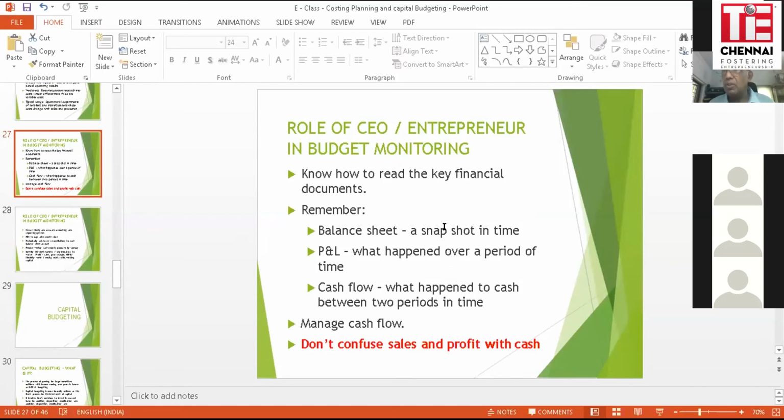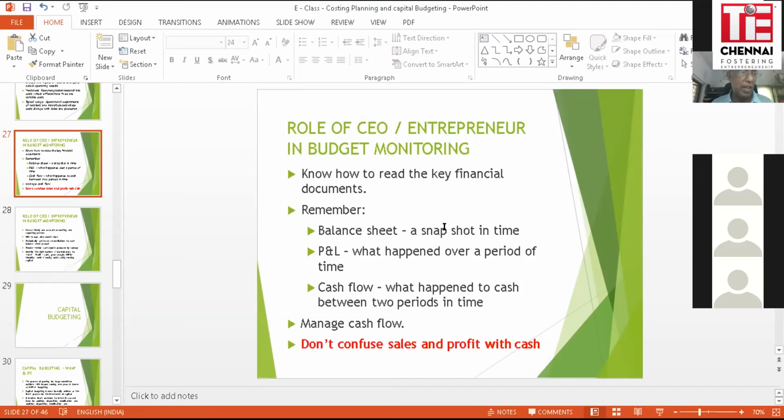Aparna said you can even drop the balance sheet. Remember, you can drop the balance sheet every day at 5 o'clock. Every evening, you can have a balance sheet with today's technology. That's not a problem, but that may not be required. A balance sheet is a snapshot in time. It's like one shot you take from a camera, but your P&L is like a video. Manage cash flow.